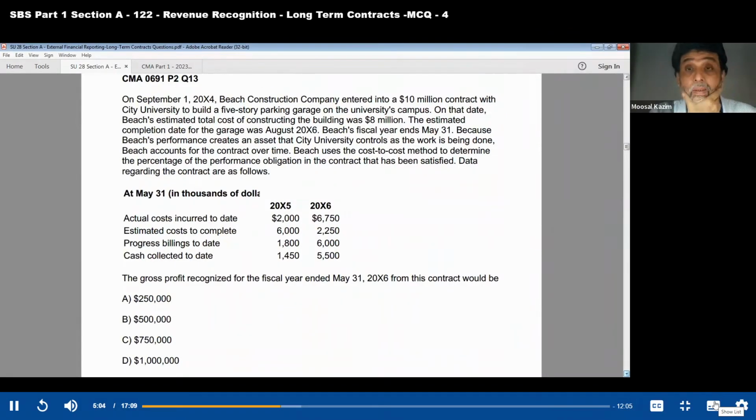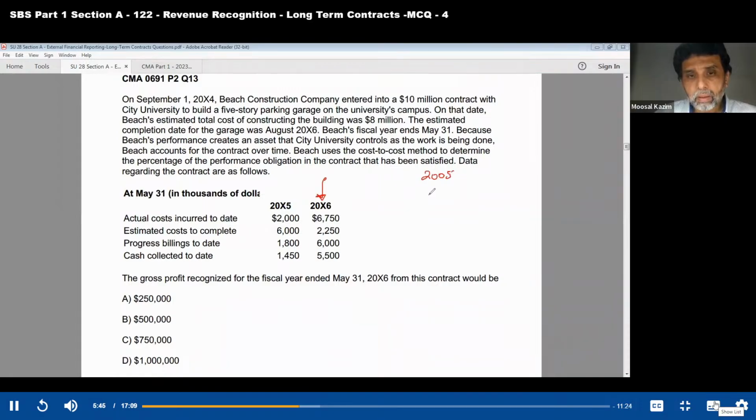So pause it, read it well, try to do it, struggle and try to do it. And if you can't, you can look into my explanation, which I'm going to explain right away. They asked you the gross profit to be recognized in 2006 here. For that, you need to know how much was recognized in 2005, because only then can we see how much was done in 2006. So let's go to 2005.